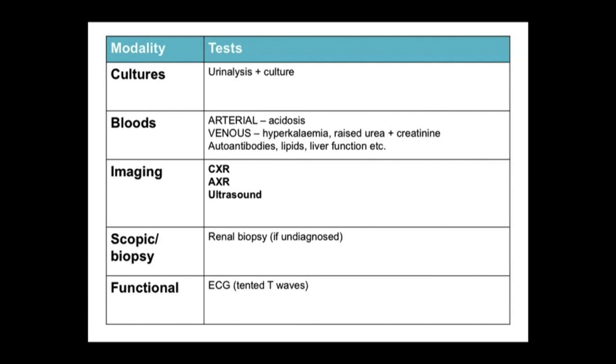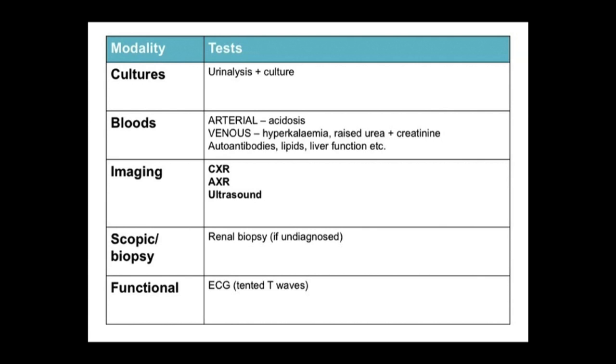Okay, so what I do is I divide investigations into cultures, so that's anything that goes to microbiology, basically, into blood tests, which are either arterial, so from an artery, or venous, from a vein, imaging, so anything done down in radiology, scopic or biopsy. So scopic would be things like an endoscopy, colonoscopy, bronchoscopy, and biopsy, obviously, taking a histological sample to look at in the lab. And then finally, this last one, which is functional, which is any test that is specific to a specialty.